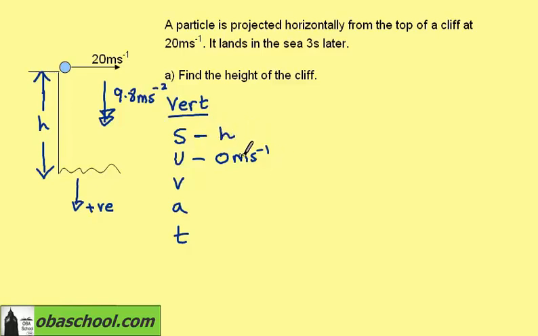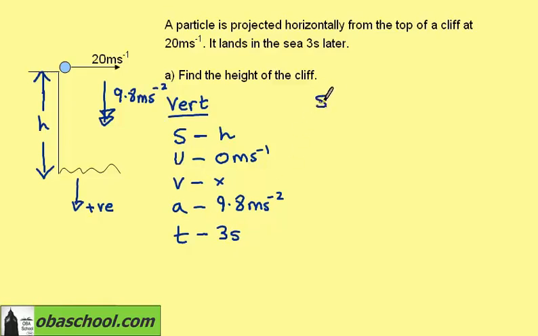S is the height which we're trying to find. We don't know the final velocity. We know the acceleration is 9.8 meters per second squared, positive since we took downwards to be positive, and the time taken is 3 seconds.